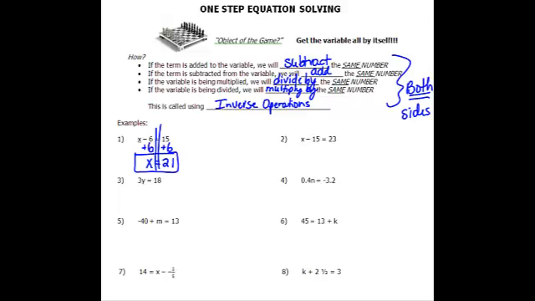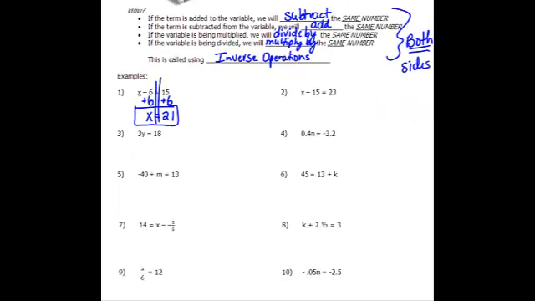Let's go on to number 3. 3y equals 18. So the y is our variable. It's being multiplied by 3, which means I want to divide both sides of my equation by 3. In doing so, on the left side, the 3's cancel. On the right side, I get y equals 6.